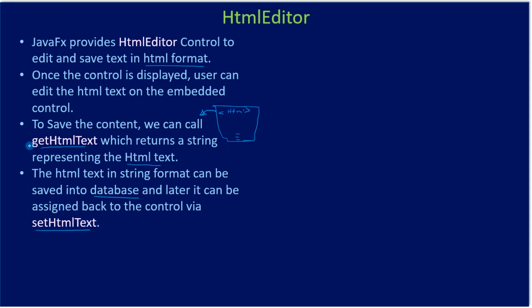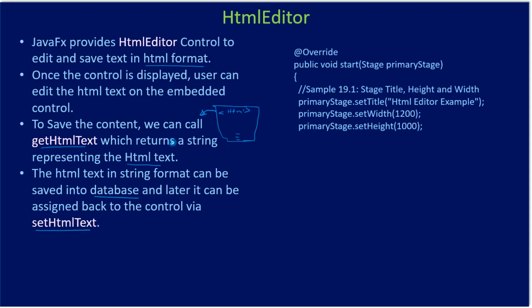So the methods are simple. You can make a call to getHtmlText. It will give the string. You can store it anywhere. You can store it in a database, or you can store it as a flat file. Later you can retrieve the content and display that here using setHtmlText.